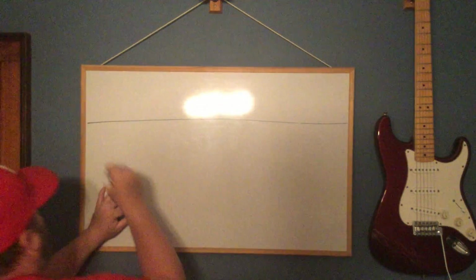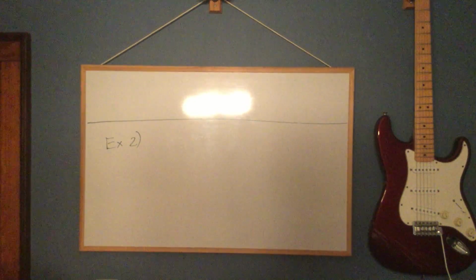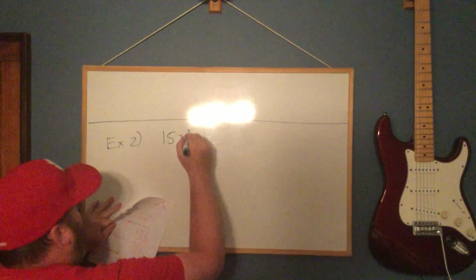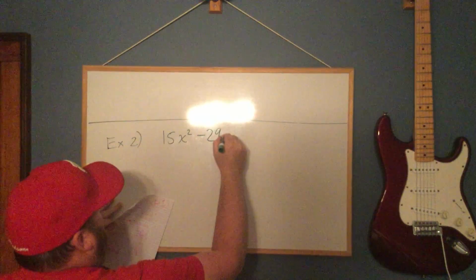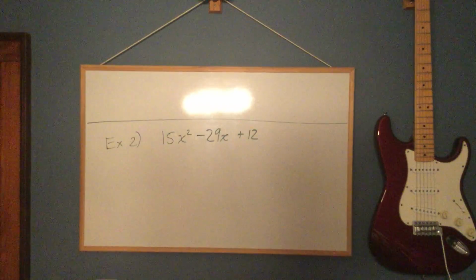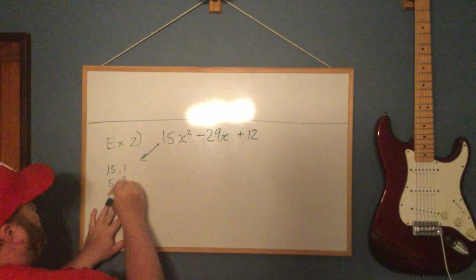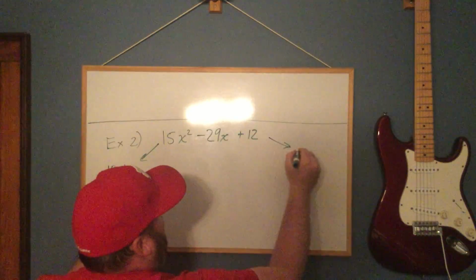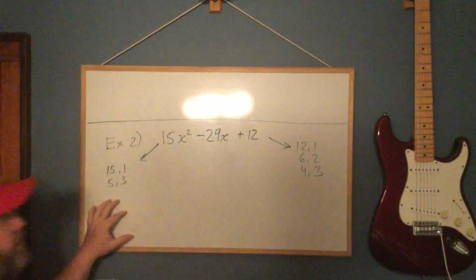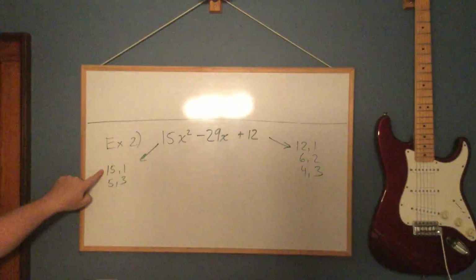So let's do example 2. Let's do 15x squared minus 29x plus 12. Okay, 15 has factors of 15 and 1 and then 5 and 3. 12 has 12 and 1, 6 and 2, and 4 and 3. So there's a whole bunch of factors of 12 there. Again, don't start with the something and 1.